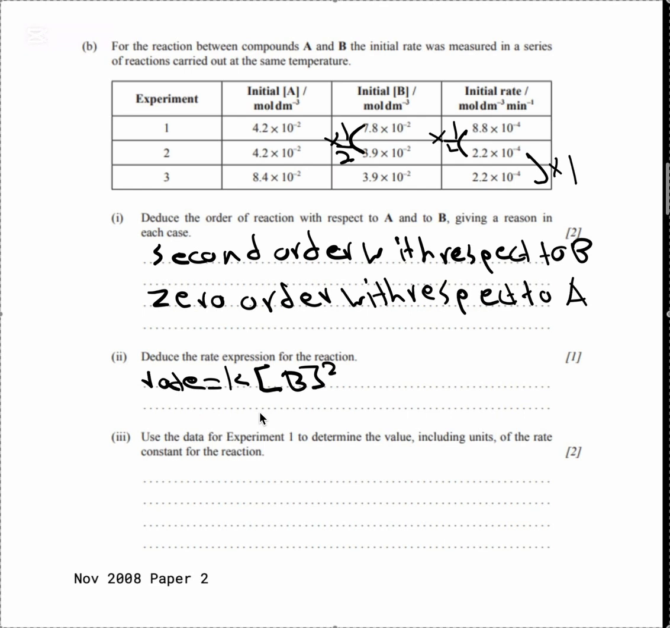So then it's asking us to use the data for experiment 1 to determine the value of the rate constant for the reaction. So from experiment 1 we have that our initial rate is 8.8 times 10 to the power of negative 4. And then it's equal to K, and we have 7.8 times 10 to the power of negative 2 squared because it's second order. And you can use a calculator for this part.